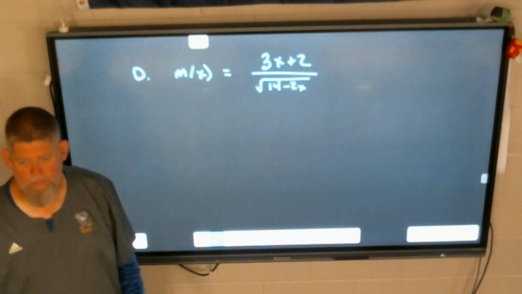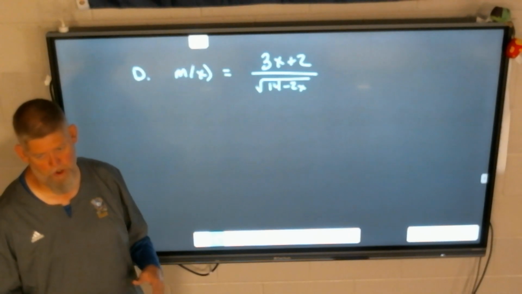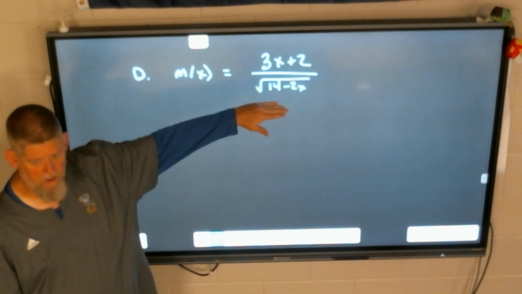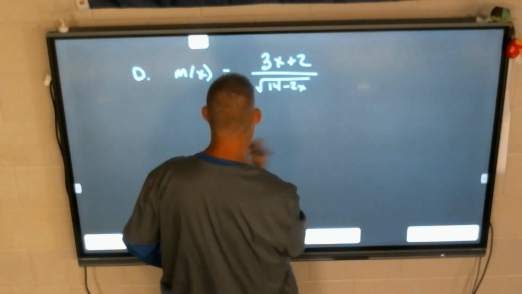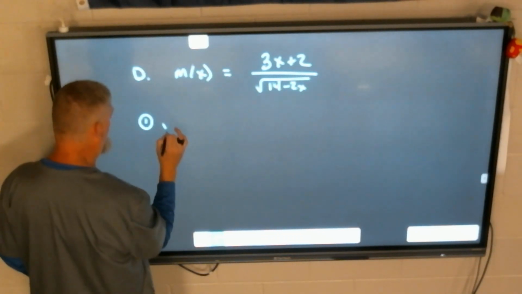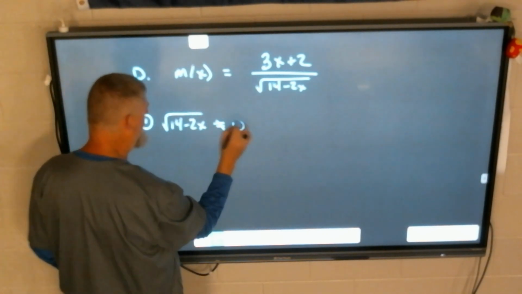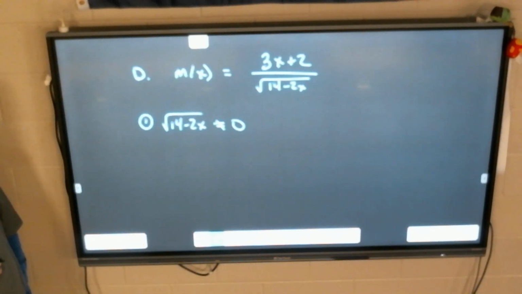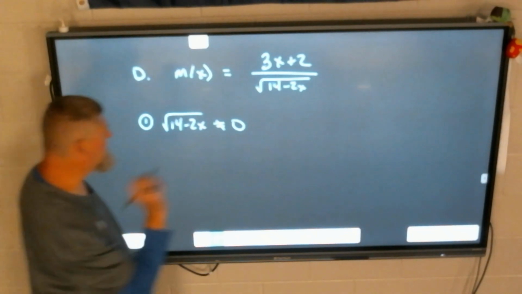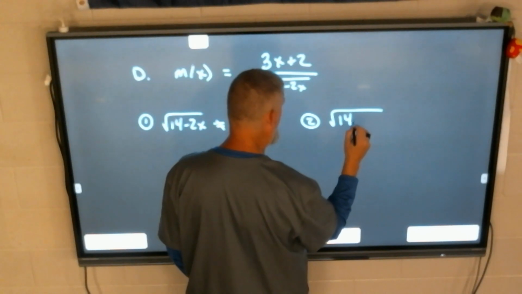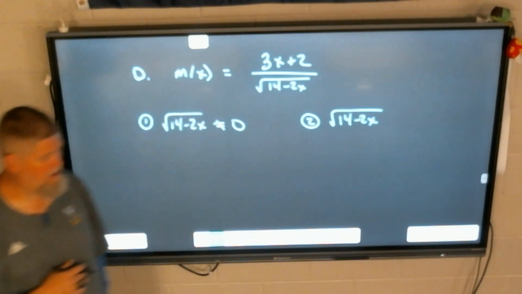No? Based on rationals, what do I know about the denominator? It can't be what? 0. It cannot be 0. So I know, number one, that the square root of 14 minus 2x cannot be equal to 0. Based upon the fact it's a radical, what else do I know? That the square root of 14 minus 2x has to be what?